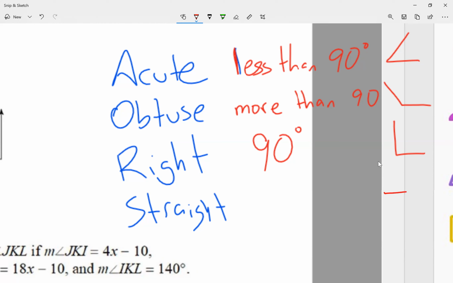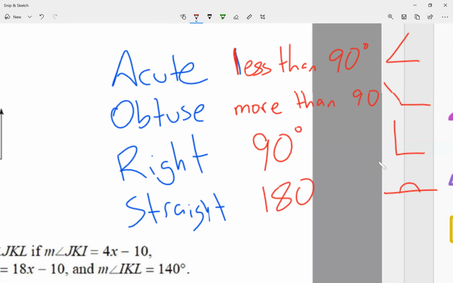Now straight, the name kind of says it, straight. I'm expecting the shape to be straight. Now, number-wise, how big is that? When I look at the angle of a line, it looks like half of a circle. You guys have heard 360 is the whole circle. So how about half of a circle? Yeah, 180.